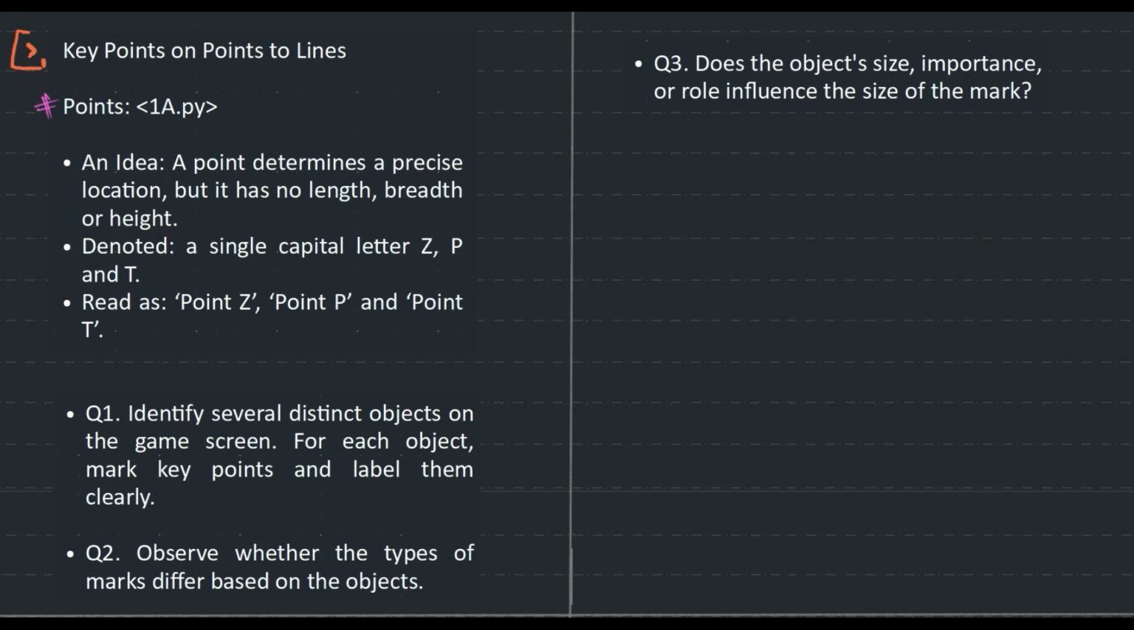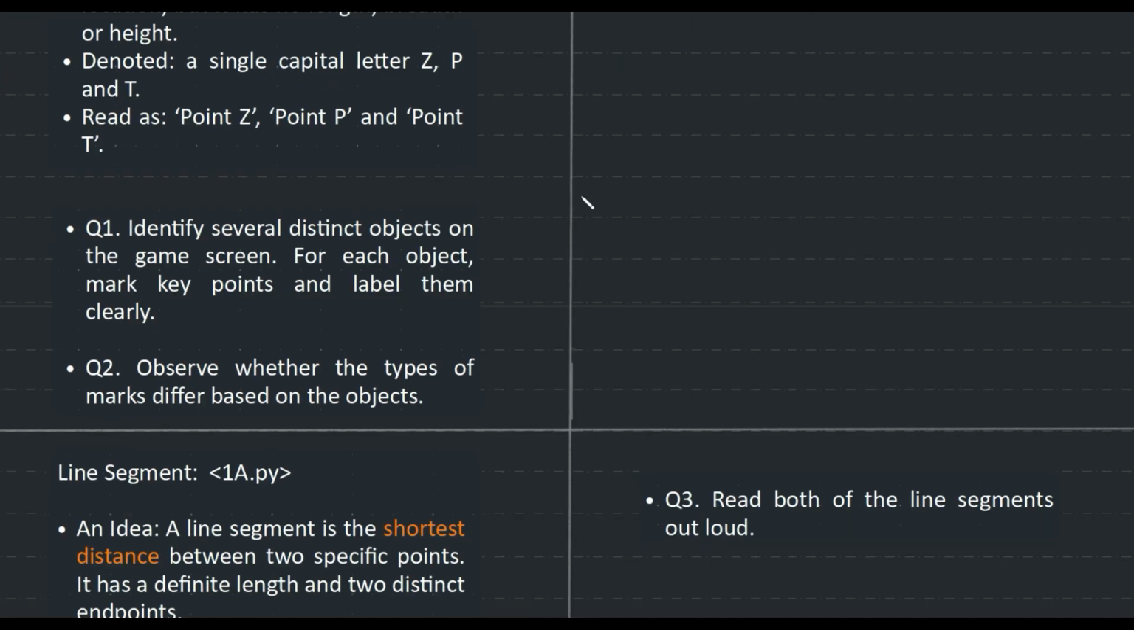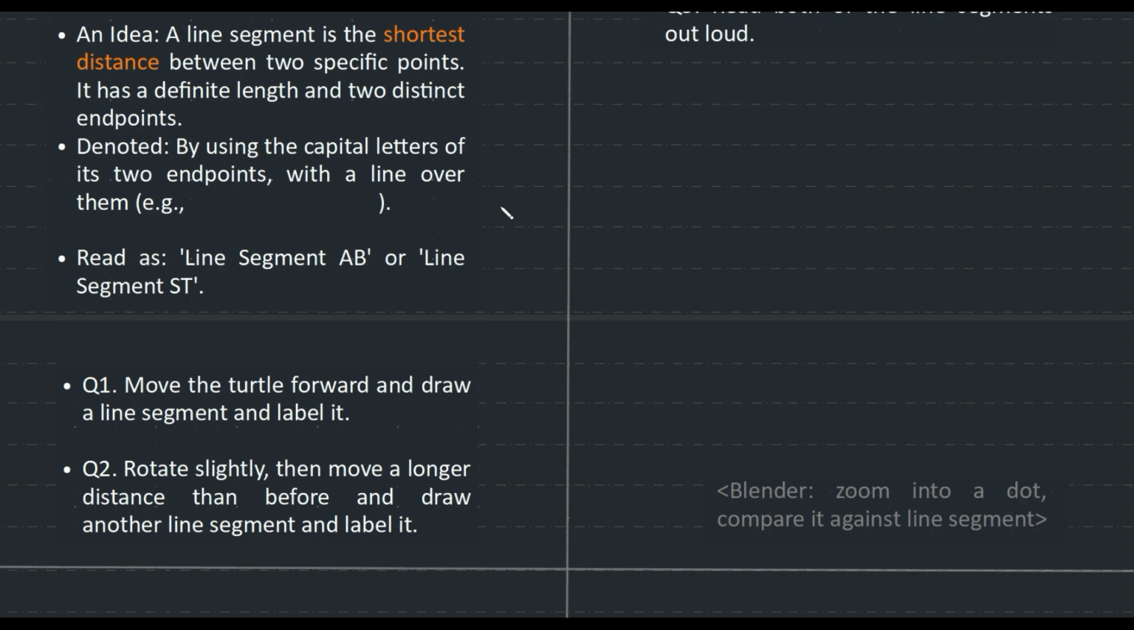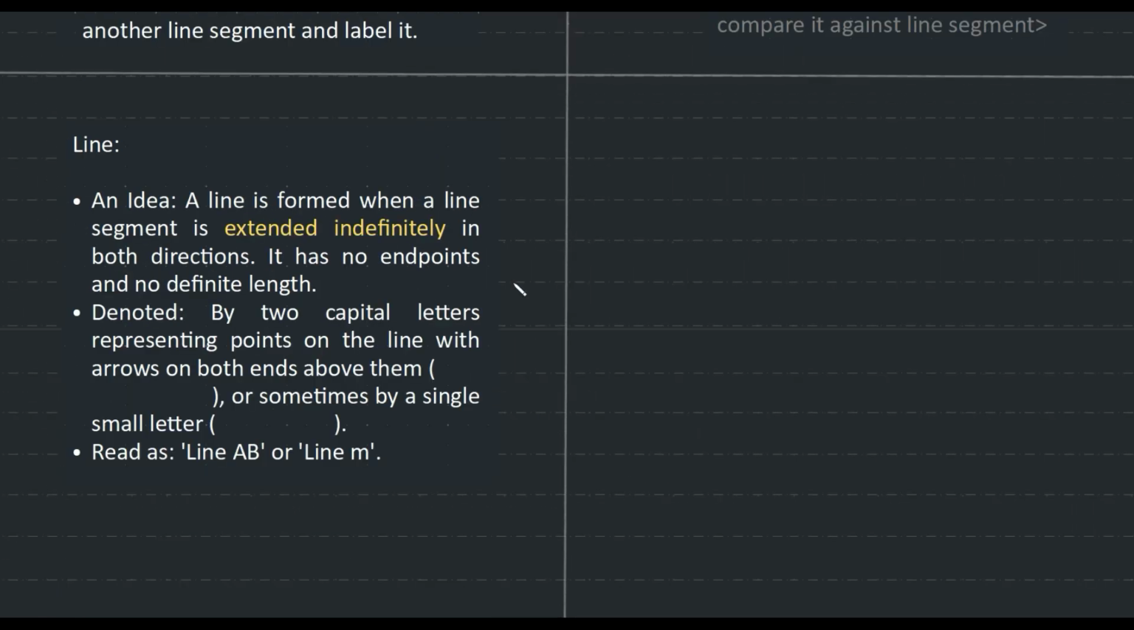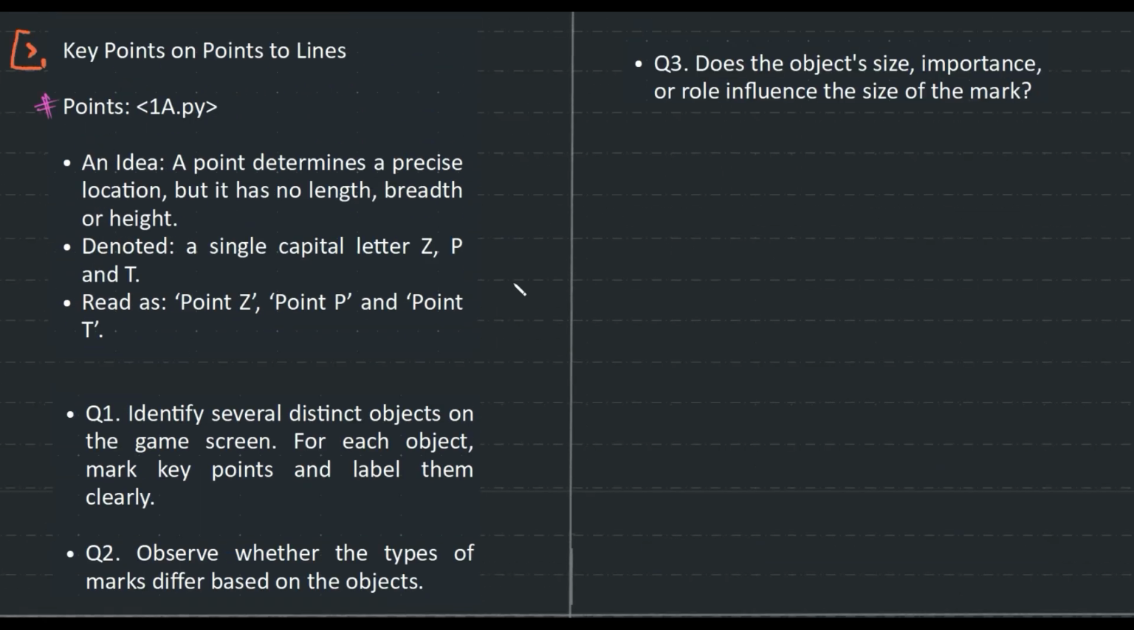So to understand an angle, we need basic tools, and that includes understanding what's the point, what's the line segment, what's the line, and what's the ray. Okay, these are the terms that we need to be very familiar with.